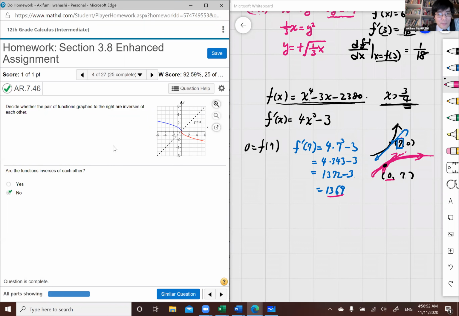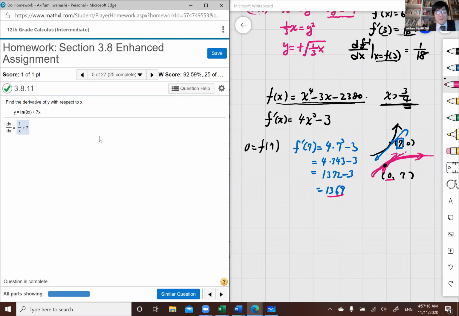Okay, this is just a review question. This question is just asking whether they are inverse to each other. The answer is no, because the graph is not really symmetric. The blue and red ones are not symmetric with respect to the line y equals x. It is symmetric with respect to the origin though, but that's not a line symmetry. So the answer is no.